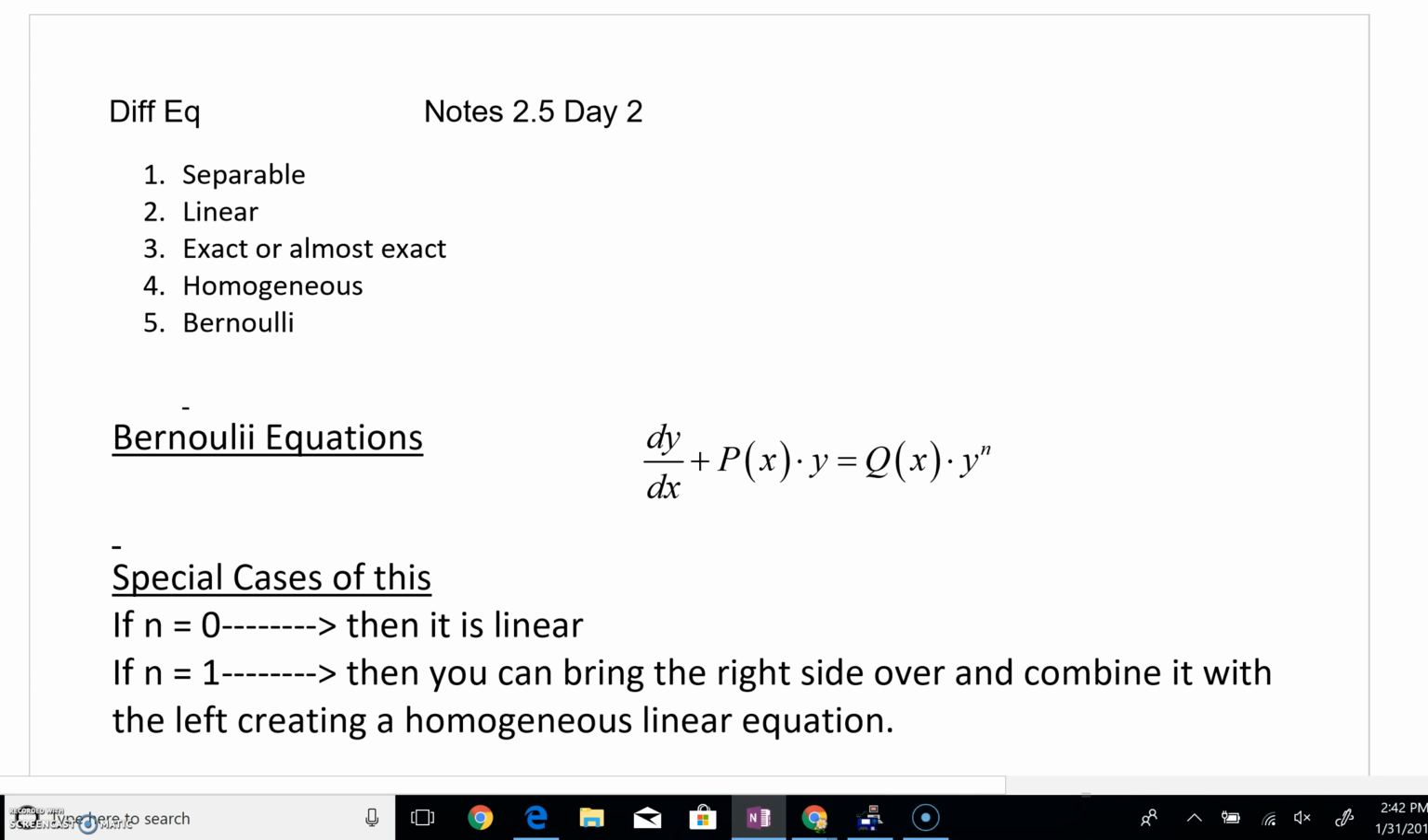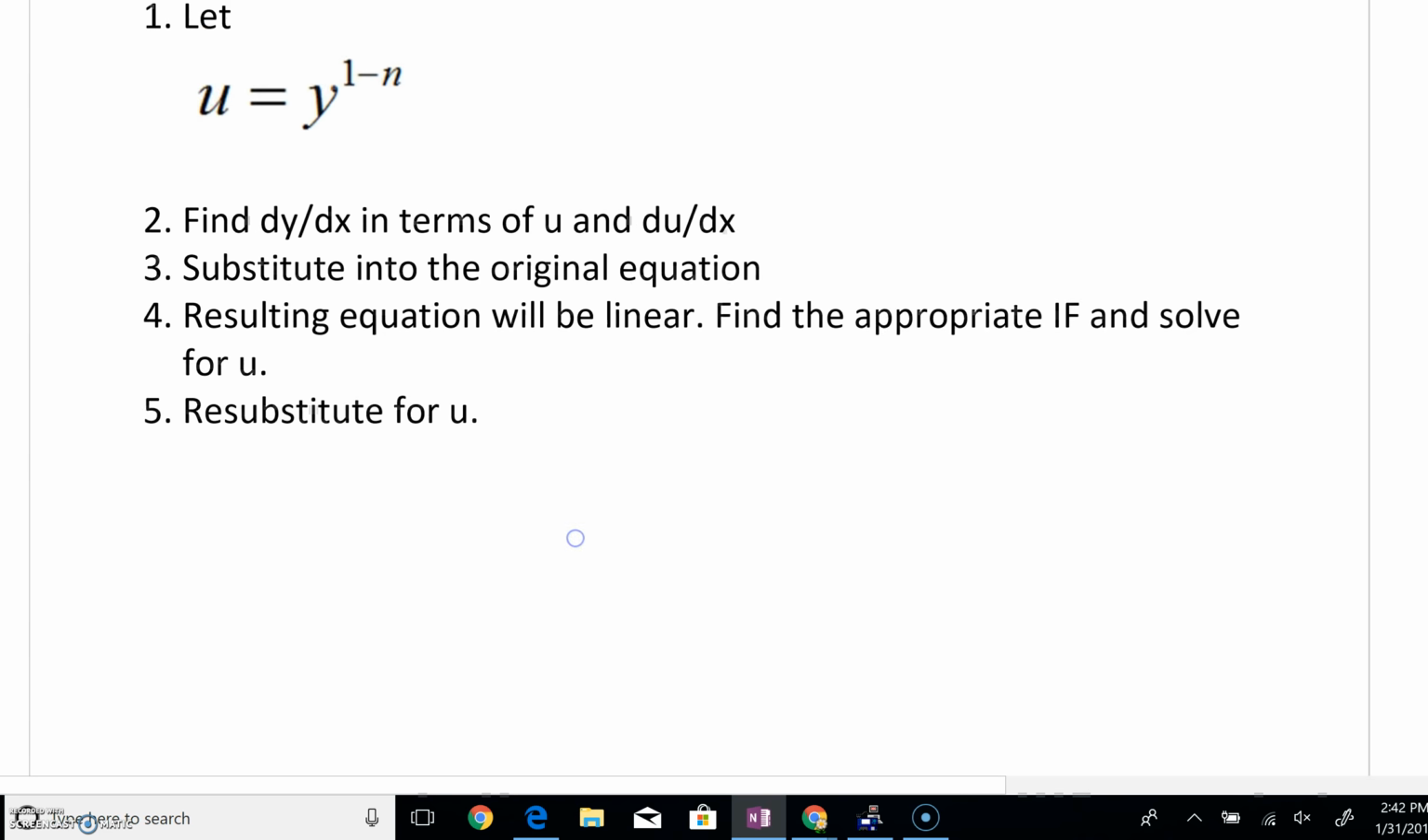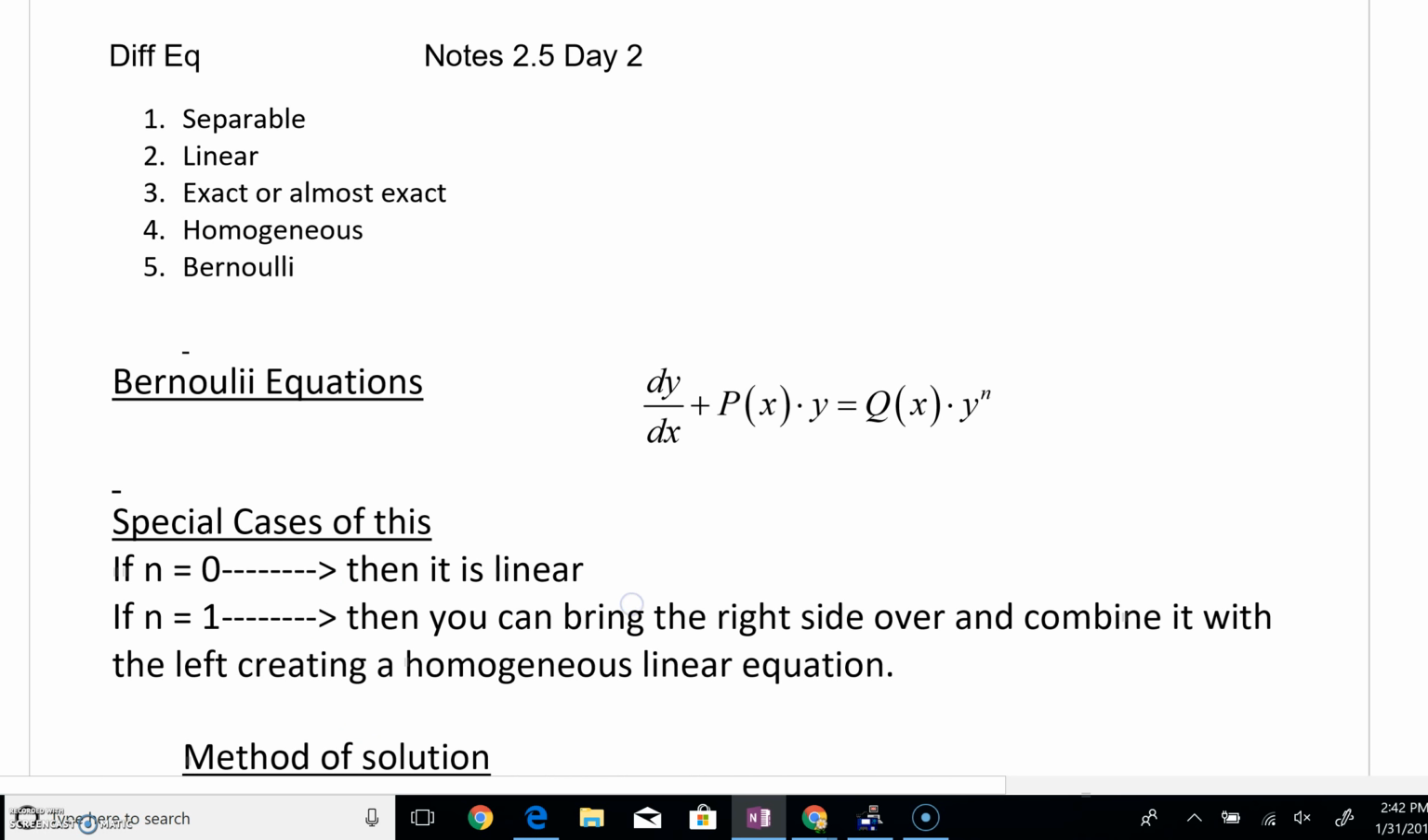Differential equations. We're looking at day 2 of section 2.5. Looking up here, we've dealt with separable differential equations. We even dealt with that back in BC calculus. Then what did we do? Well, we dealt with the linear, where we had our integrating factors. We had exact or almost exact once we multiplied by an appropriate integrating factor.